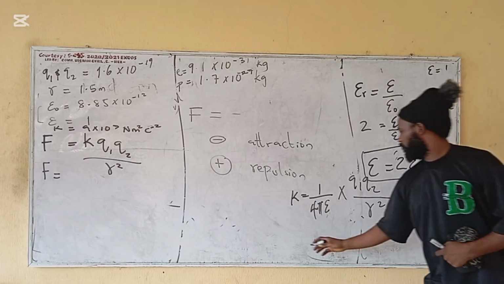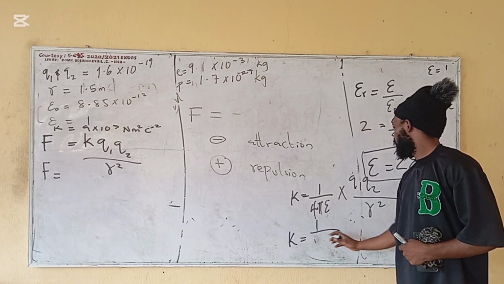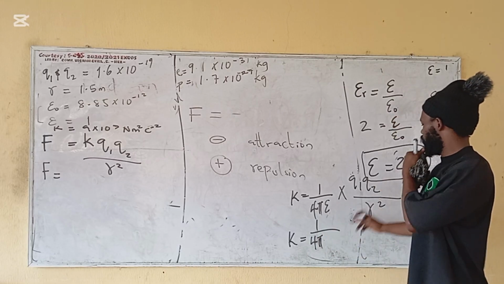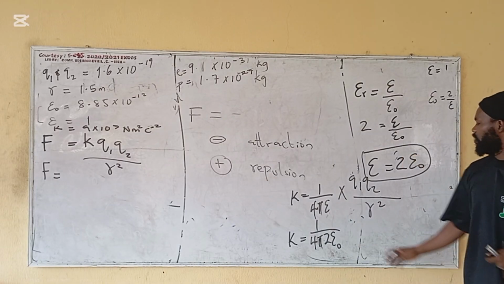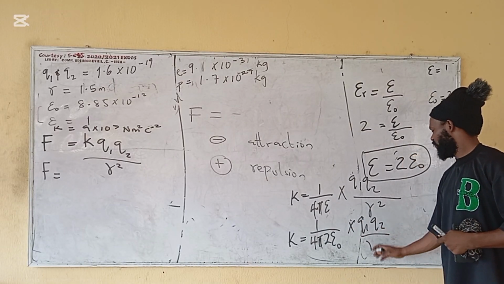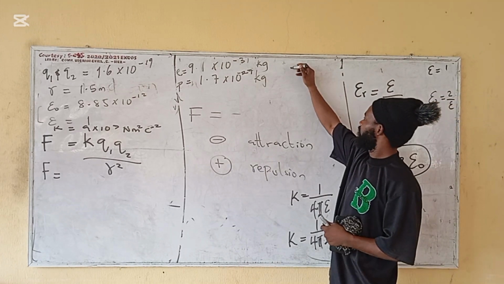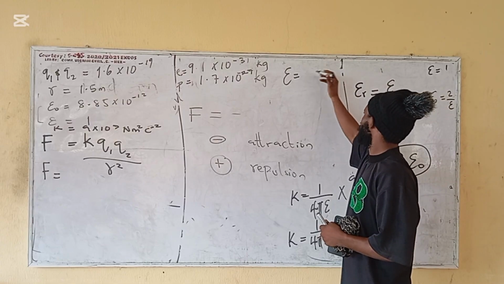So that I now have K is equal to 1 over 4 pi. Replace epsilon with 2 epsilon naught so that I now have 2 times epsilon naught. Is it confusing? Or is it 2 epsilon naught? See now, I said earlier that when we have epsilon.